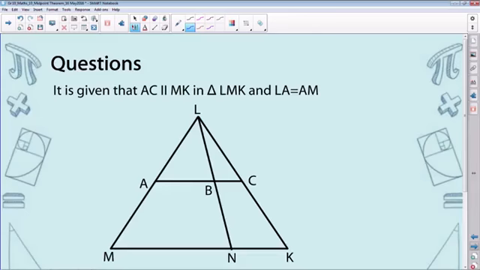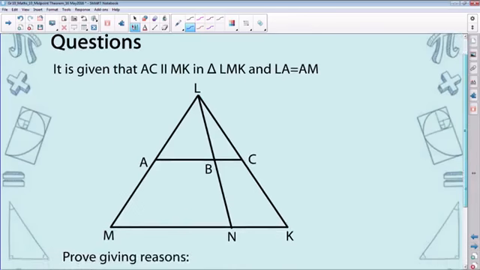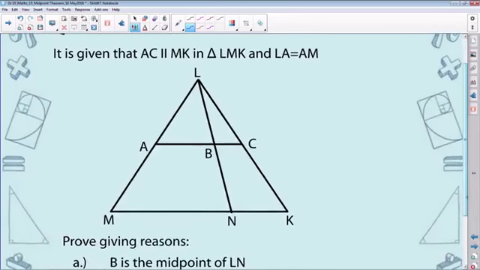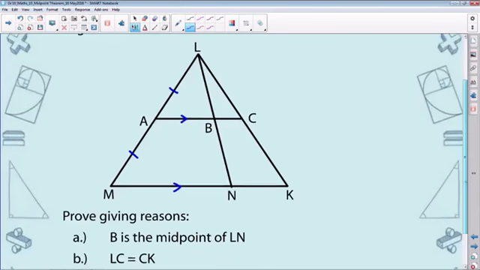Okay, it is given that AC is parallel to MK. So let's put that in. AC is parallel to MK in triangle LMK, and LA has the same length as AM. So I've drawn in the given information.